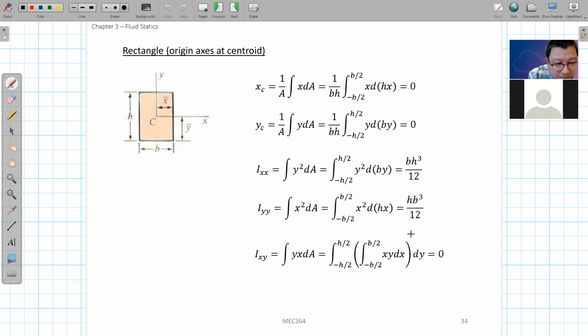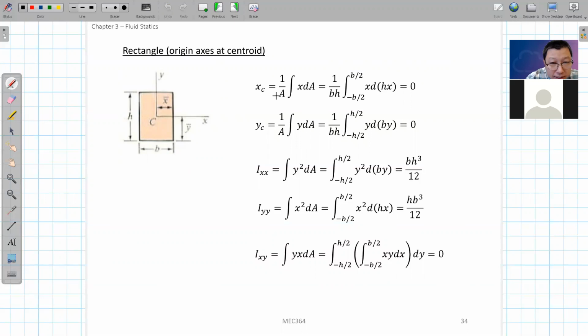Let's use the simplest area shape. Let's assume this is a rectangle, or you can see it as a flat plate with rectangular shape. Let's first consider the first case, where we put our XY axis origin at the center of this flat plate.